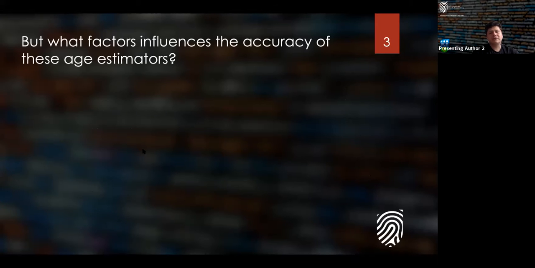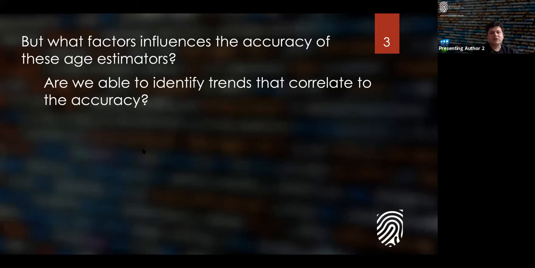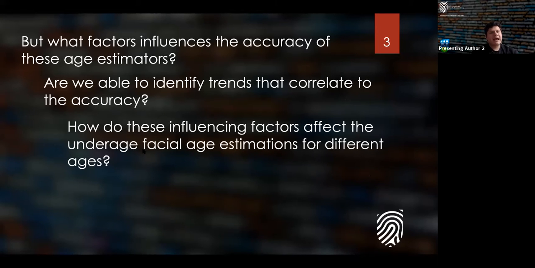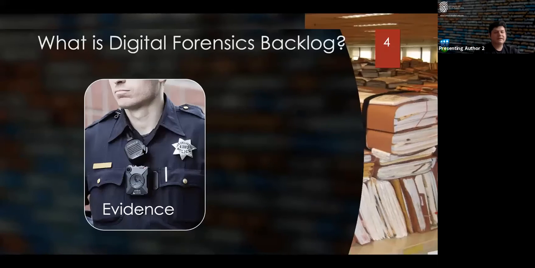But what are the influencing factors that affect the accuracy of these age estimators for underage subjects? And can we analyze the trends within both strong positive and negative linear correlations? How do they affect the underage facial age estimation for different ages? These are just some questions that have been addressed in this study.